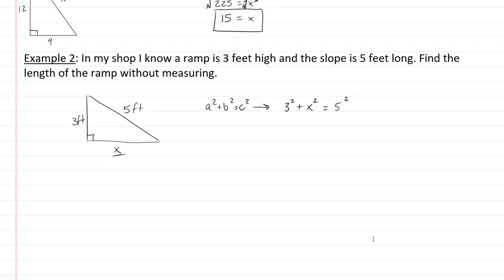Now this is another algebraic equation we could solve. We have that 9 plus x squared equals 25. Let's employ the addition principle, or subtraction principle, and subtract 9 from each side. These cancel, and we end up with x squared equals 16. Now, again, we take the square root of both sides. The squared and the square root cancel, and we end up with x equals 4, which is the square root of 16. And that's our answer, 4 feet.